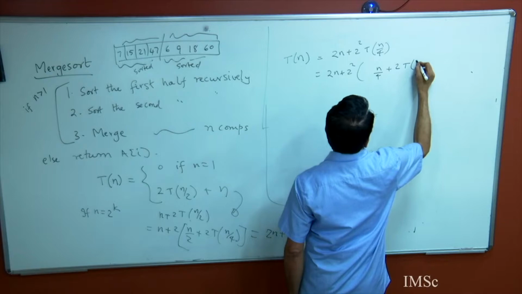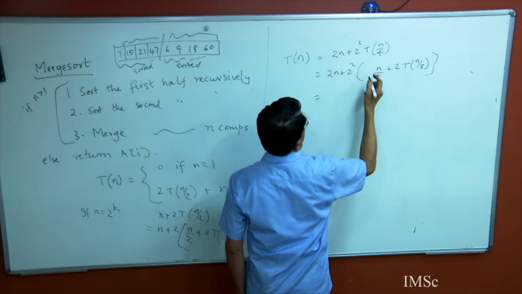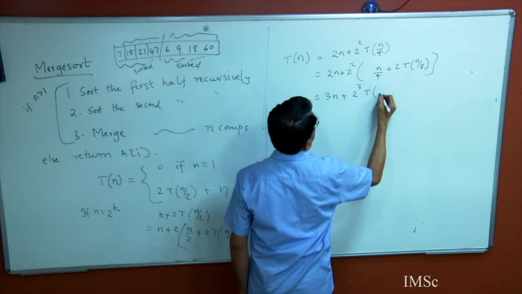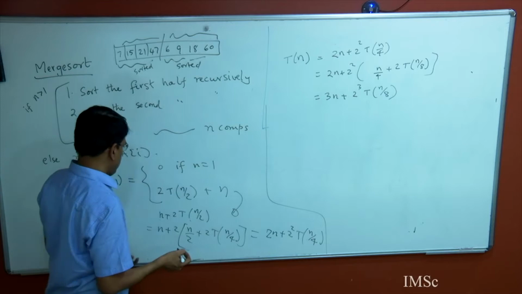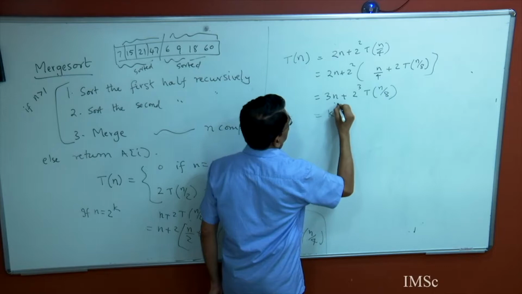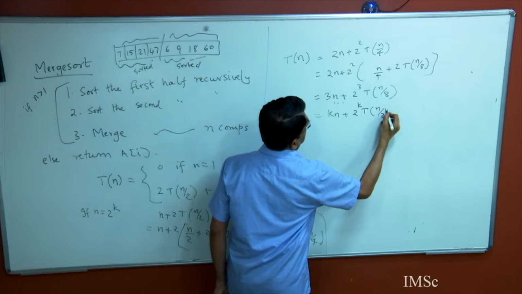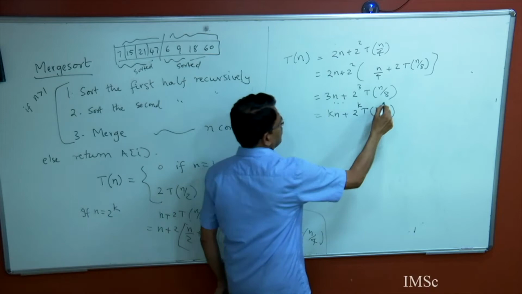So this will cancel out, and it becomes 3n plus 2 cubed t of n by 8. So you see this pattern happening. When I have kn, dot dot dot plus 2 power k t of n by 2 power k, and n by 2 power k is 1 and t of 1 is 0, so this whole thing will go away.